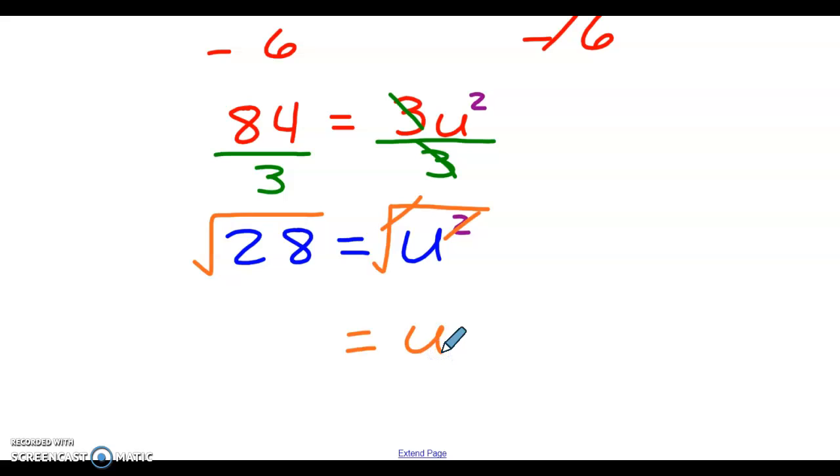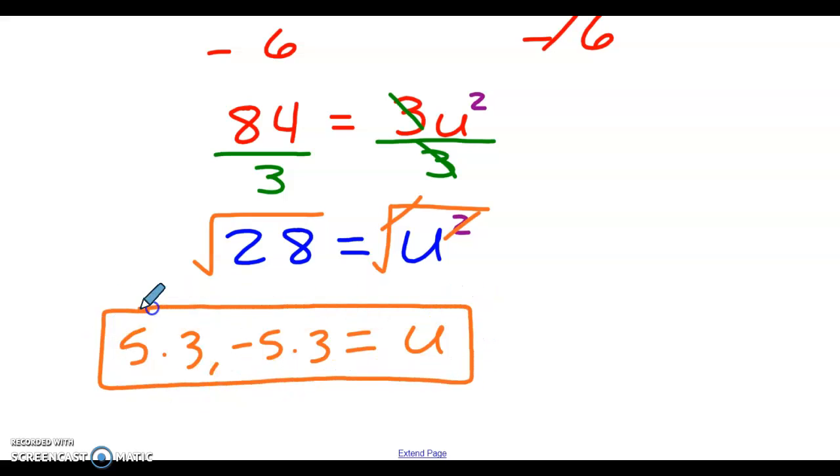And then you take the square root of 28 on a calculator because that is not a perfect square, and you get a big, long, ugly decimal. They want you to round it to the nearest tenth. And that's going to come out to be 5.3 and negative 5.3. So those would be your two different solutions.